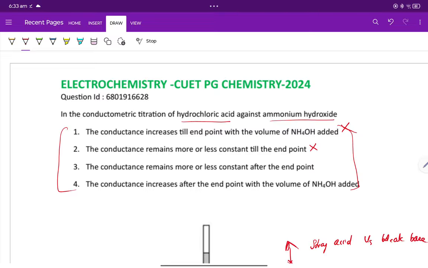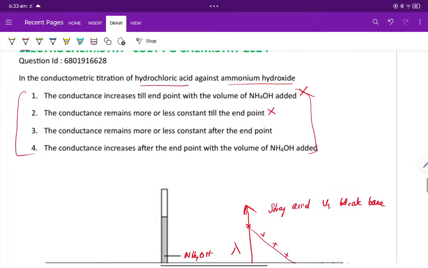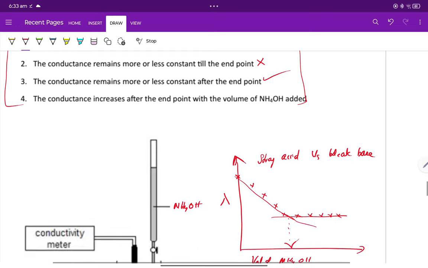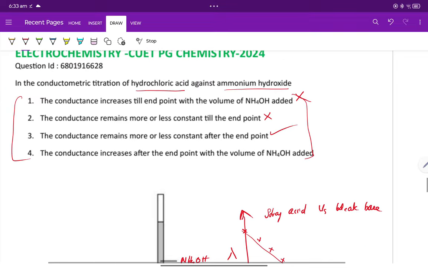Now you see the third one, conductance remains more or less constant after the end point. So that is a correct answer. It will remain more or less constant after the end point. We will check the fourth option, increases after the end point. No, conductance will not have a sharp increase, because ammonium hydroxide is a weak base. So this also is a wrong answer. The right option is option 3.